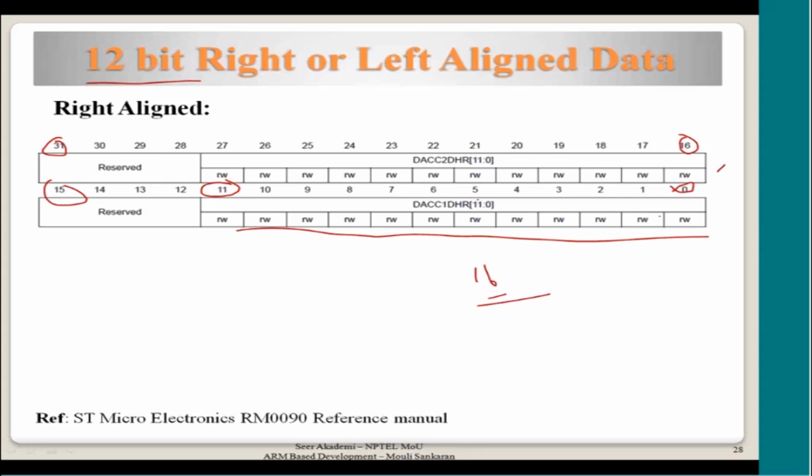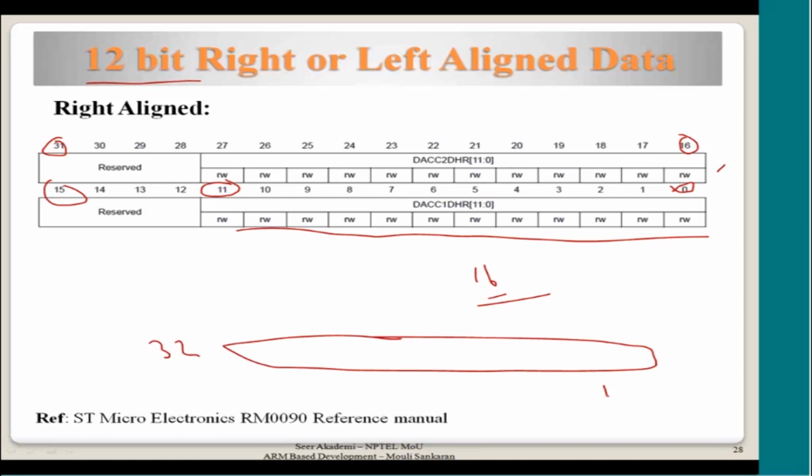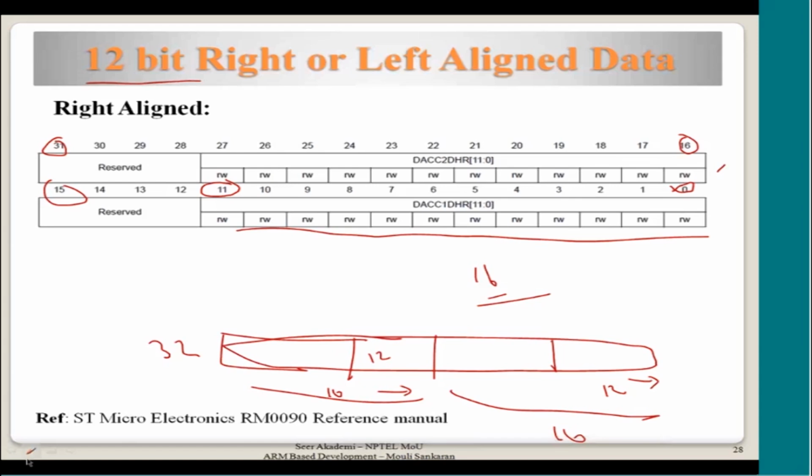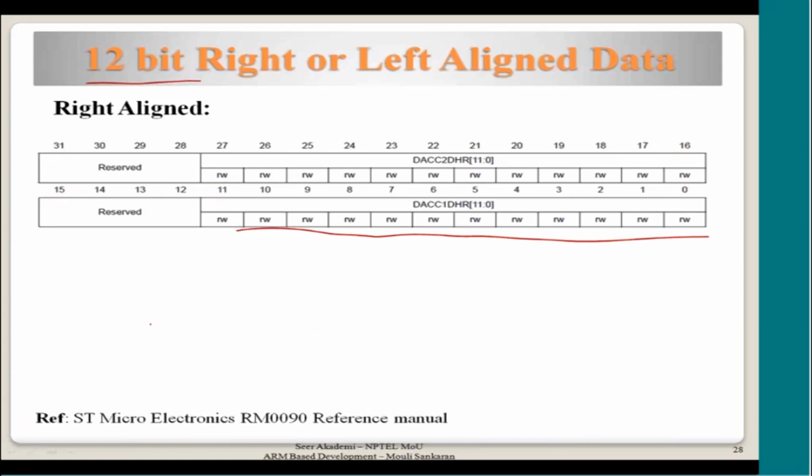So we don't want to store only one 12-bit word in a 32-bit register. A 12-bit word takes only this much space. This is 16, and then this is another 16. Another 12-bit sample is stored. So this is right aligned because it's aligned to the right side of the half words of the 32-bit register. So this can be configured.